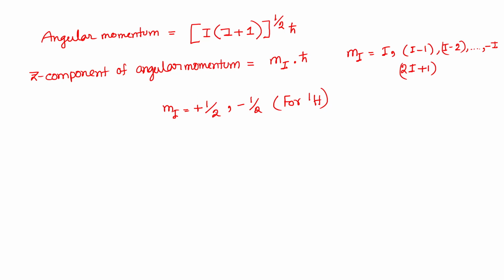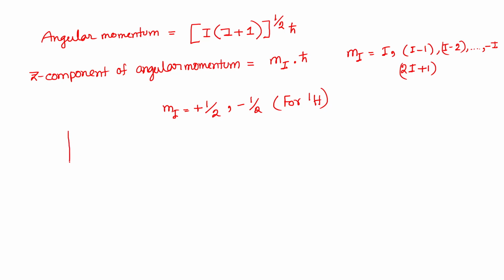Now, what could be the angle of this angular momentum? Suppose mi is equal to half, that has an angular momentum of length root 3 by 2 h-cut. For mi equal to minus half, the z component would be minus h-cut by 2. So what could be the angle between each of these angular momenta and the z axis?